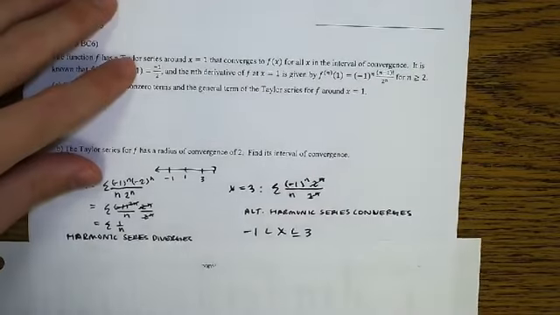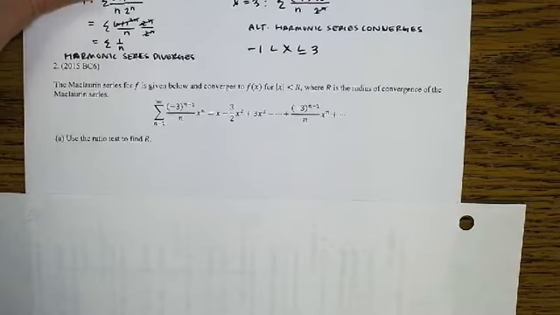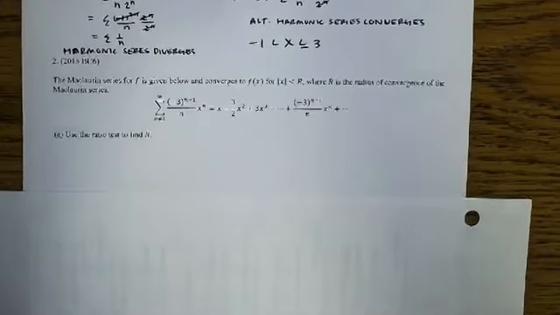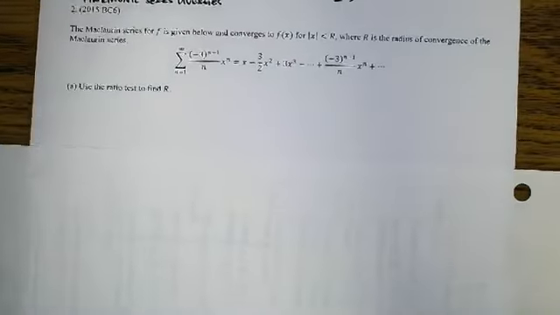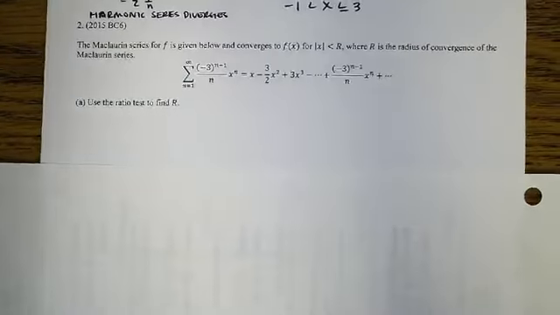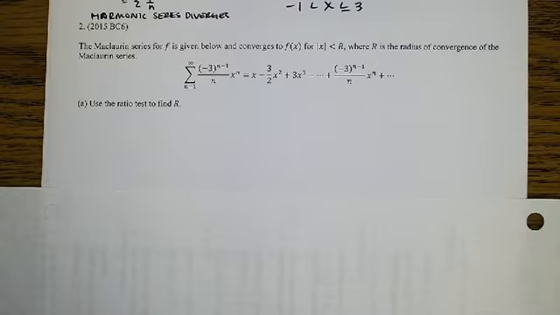All right, now I'm going to scroll this down a little bit, and all right, now that kind of messed it up, but it'll be all right. The Maclaurin series for f is given below and converges for some values of x that are inside the radius of convergence. And we're going to need to find the radius of convergence using the ratio test.